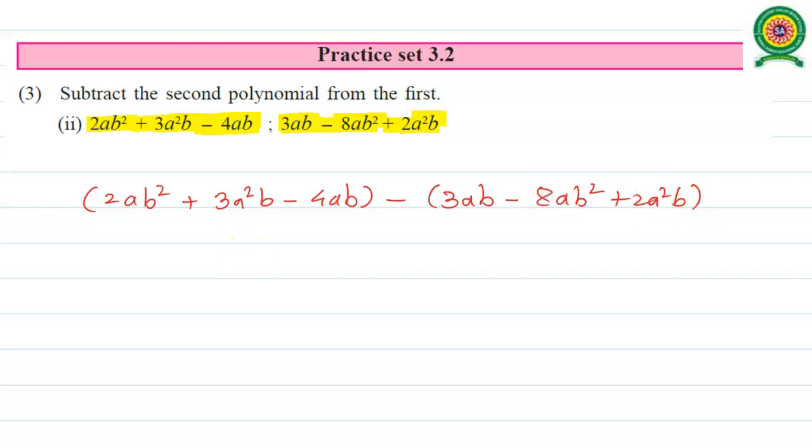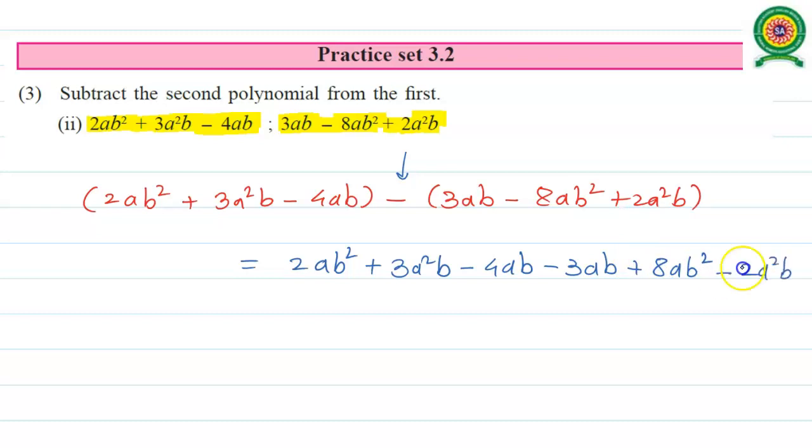Now we do the subtraction while opening the bracket. The first bracket remains as it is, that means 2ab square plus 3a square b minus 4ab, and now, due to the middle minus sign, all the signs in the second bracket change: plus 3ab becomes minus 3ab, minus 8ab square becomes plus 8ab square, and plus 2a square b becomes minus 2a square b. Now let us collect the like terms.